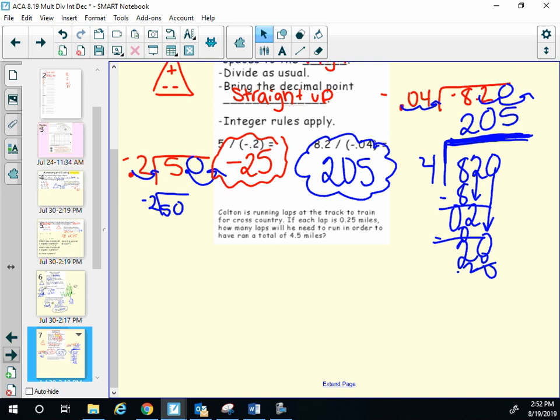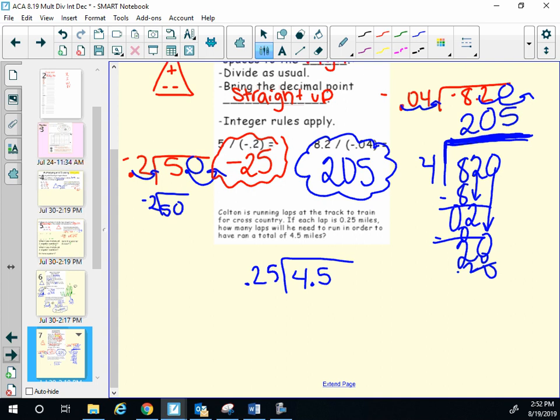We're going to divide. We're going to take the 4.5 he wants to run, and we are going to divide it by 0.25. Can I start dividing? No. We have to. 1, 2. Whatever I do to the outside. 1, 2. So I'm adding 0.